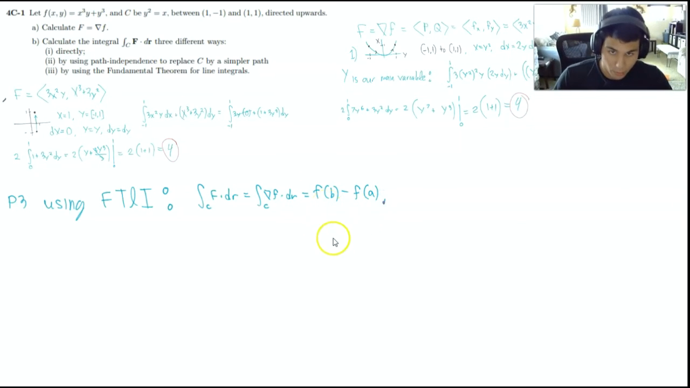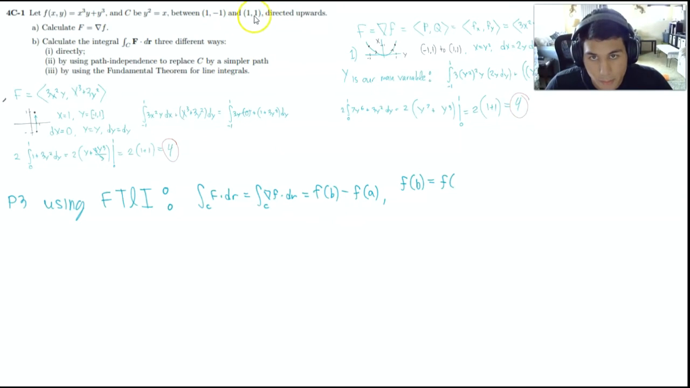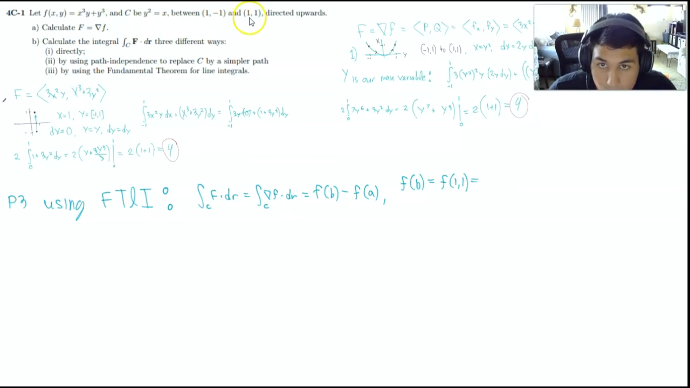Okay. Well, first, what is f of b? Well, what would be b? Okay, I think this would be b, right? B is our second point. It should be 1, 1. And if it's 1, 1, we got to plug 1, 1 into all of that. And 1 cubed times 1 plus 1 cubed, just 1 plus 1, which is 2.